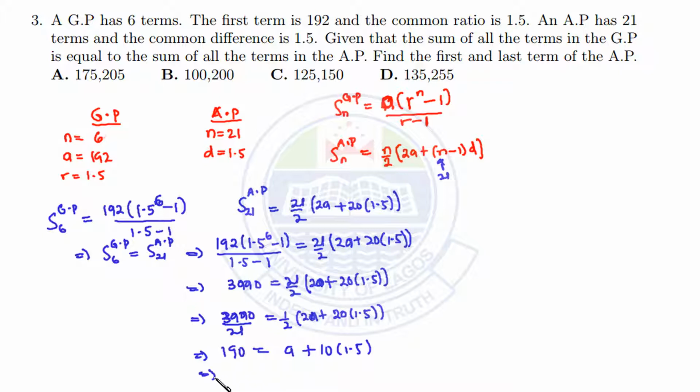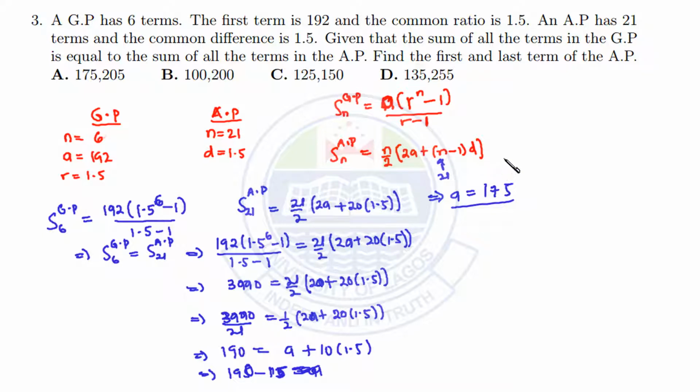That implies that if you bring this to the other side, we are going to have 190 minus, this is 15, not 10, because 10 times 1.5 will give us 15, equals a. That implies that our a is equal to 190 minus 15, which will give us 175. So we have our first term to be 175.